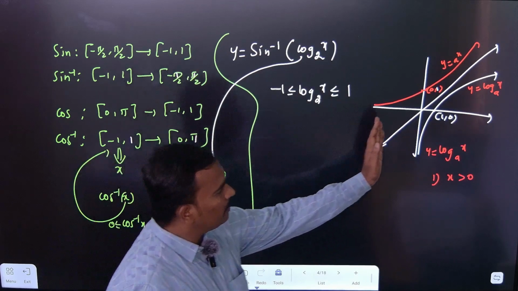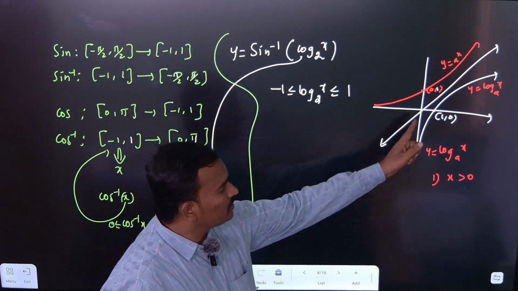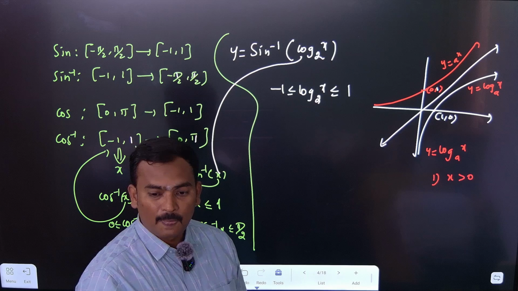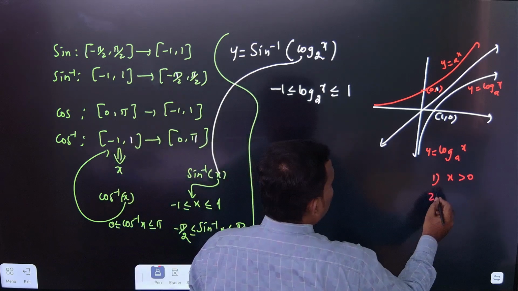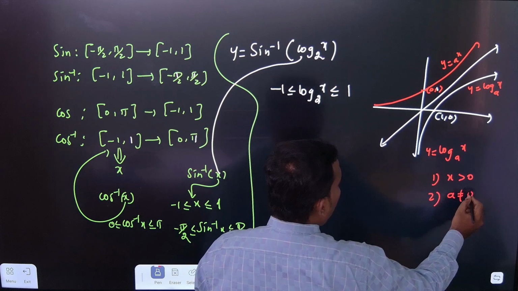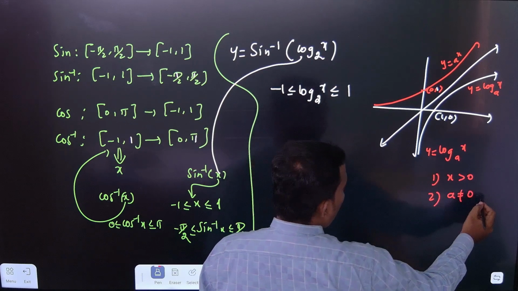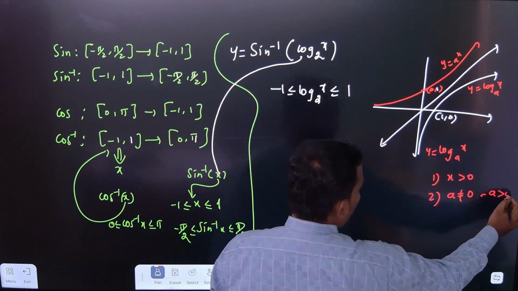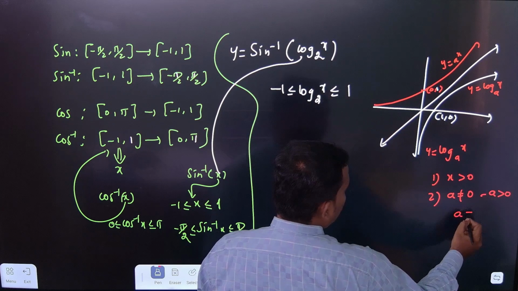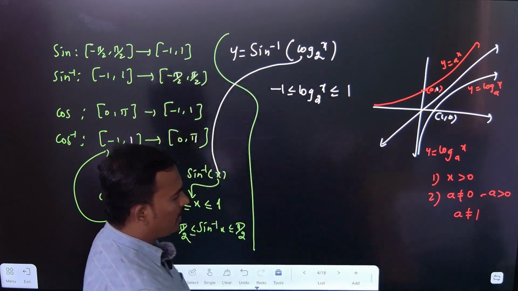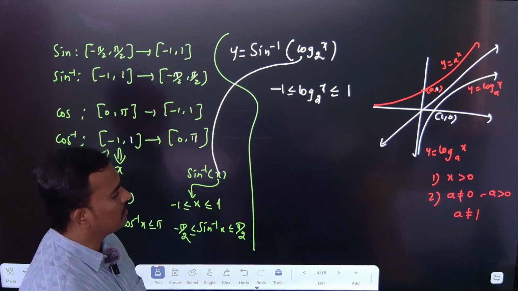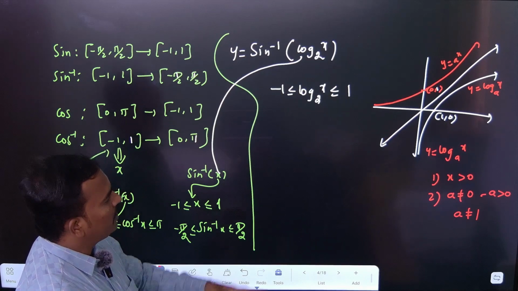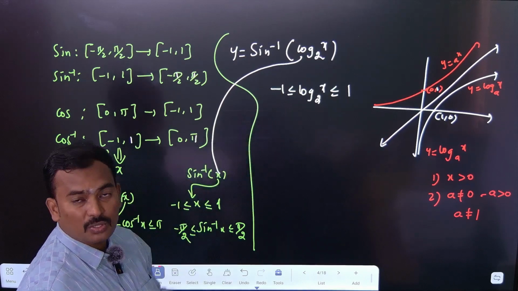So you can see the input will not be negative because you can see it is passing through (1, 0). It will not cross the negative x-axis. And second observation, a is not equal to 0, right? A should be greater than 0 and a is not equal to 1. These conditions you have to remember, right? Understand? So here the log x base 2 is there.